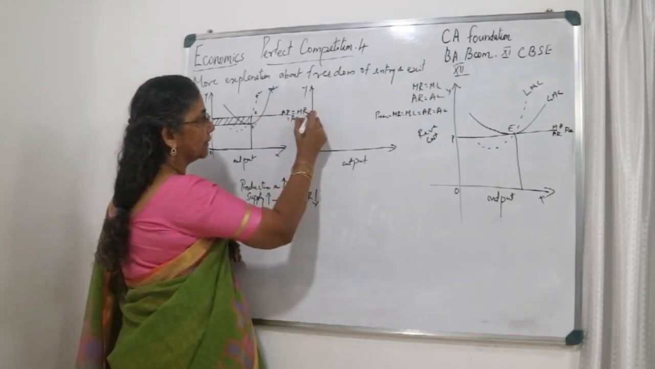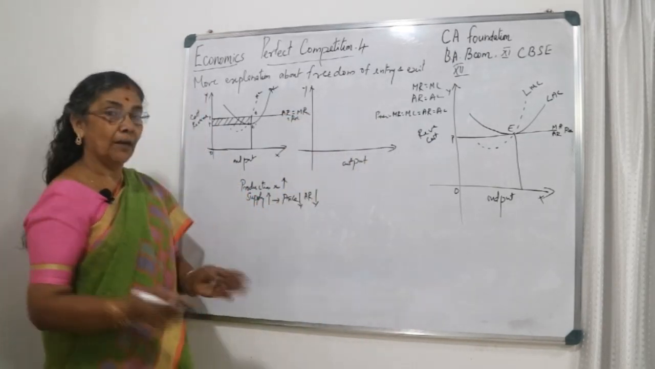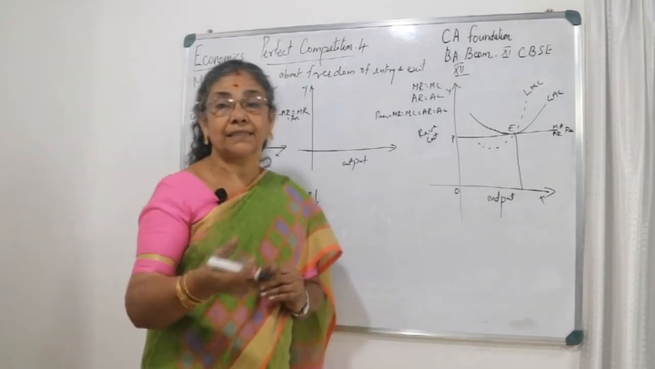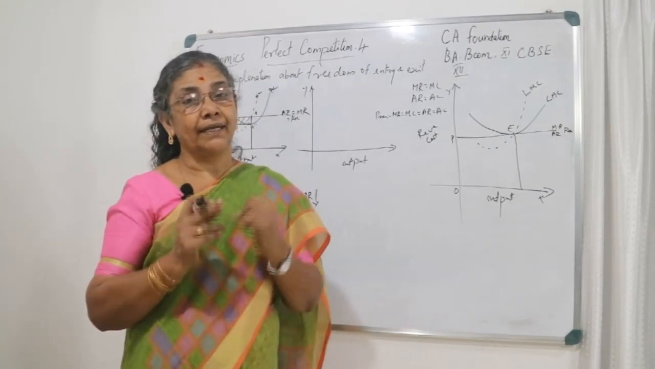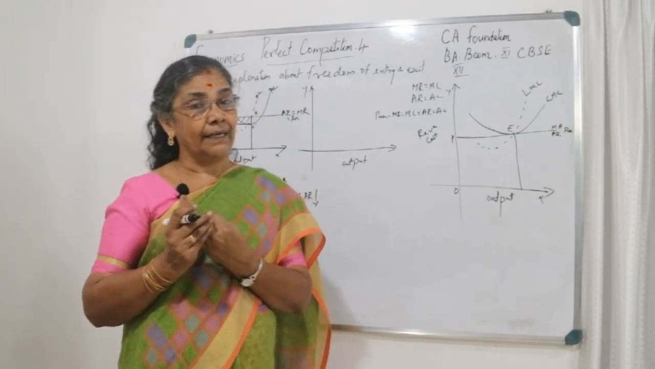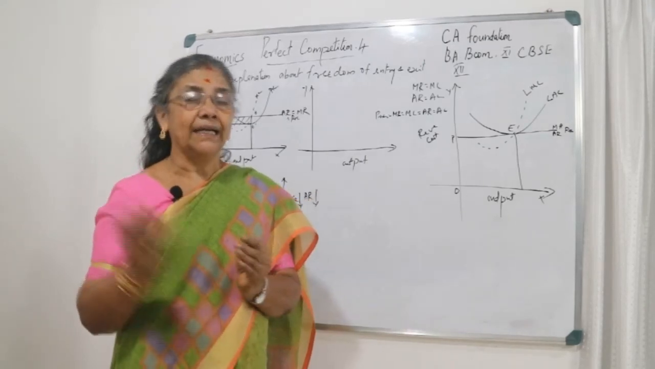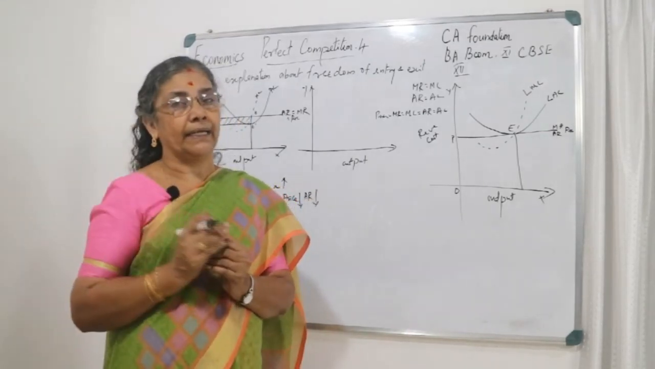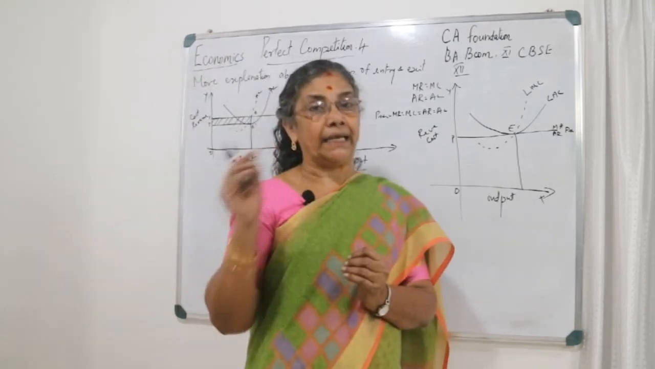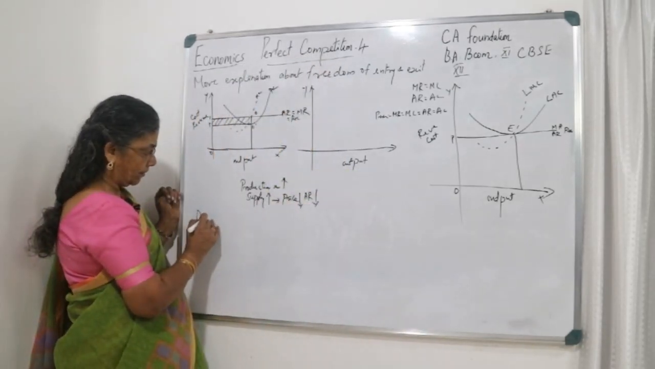So the AR and MR will come down like that. Then what happens to cost? In the case of cost, several new firms are producing the same commodity X. So they need the same raw material, the same type of technicians, the same type of land or whatever additional factories they need. The demand for those inputs used for the production of X will increase.